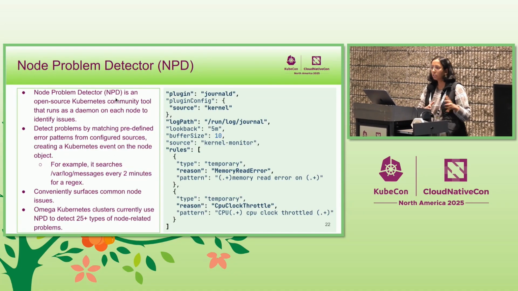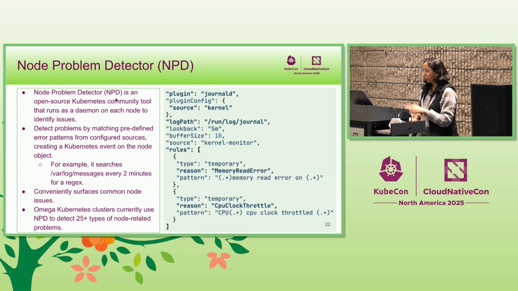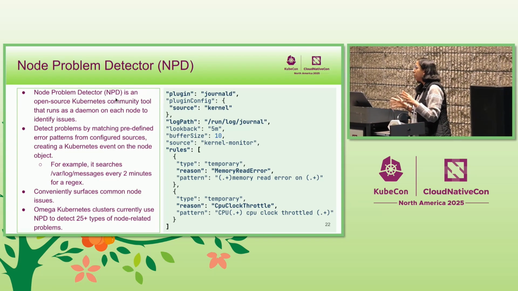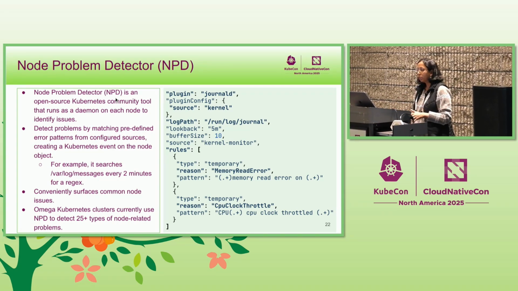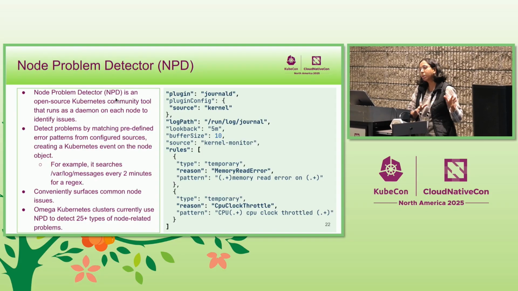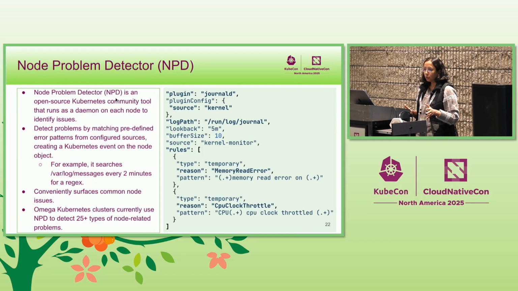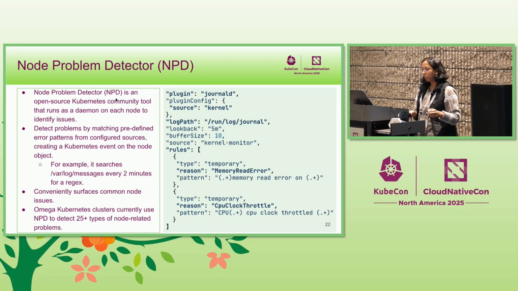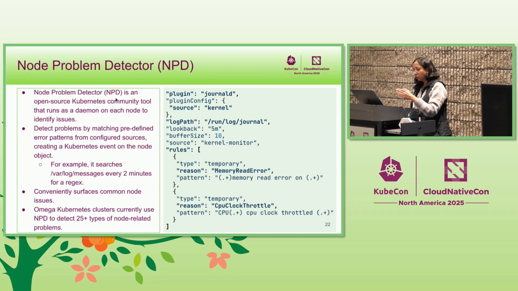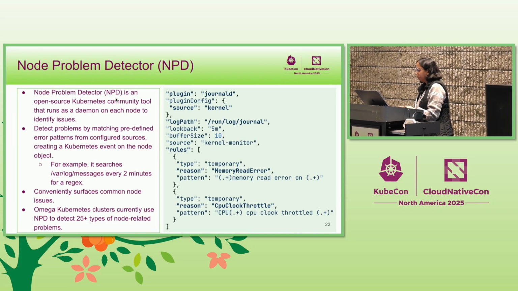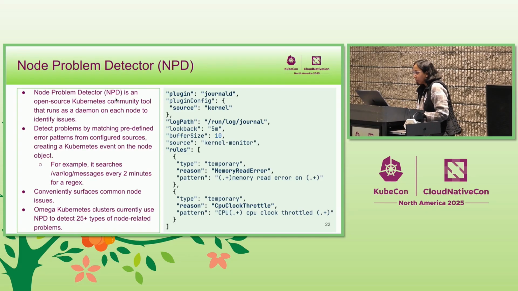Let's dig deeper into all 3 components and how they work as well. Node problem detector, it's an open source community tool which helps us to actually detect the issue on our underlying Kubernetes worker node. It runs as a daemon set, and it detects the issue based on regex pattern matching. So on the right-hand side of the screen, you can see I have an example where I configured the node problem detector, where I can detect the memory read error issue using the pattern memory read error on. And similarly, I can detect CPU clock throttle issue using that pattern matching.